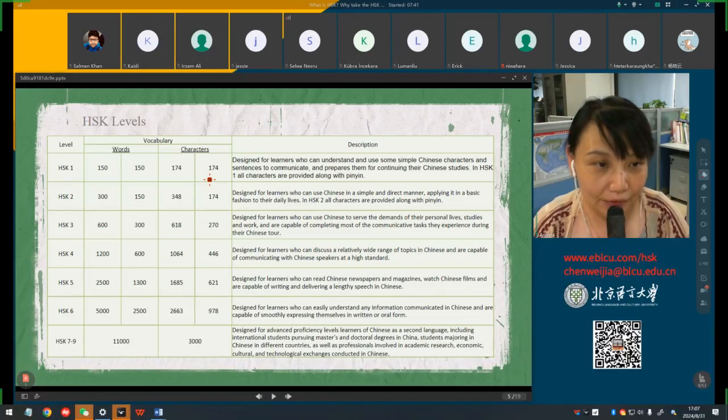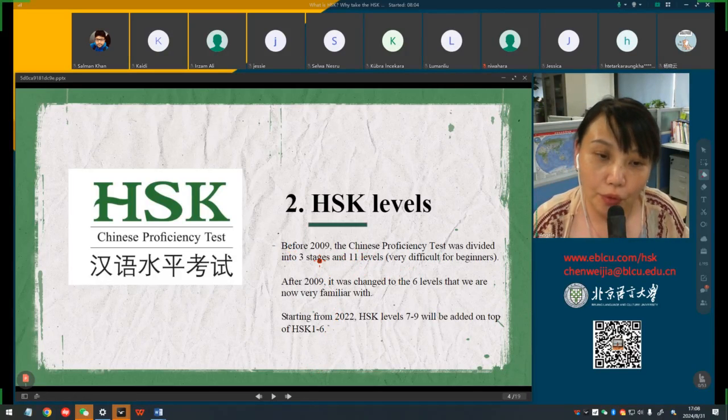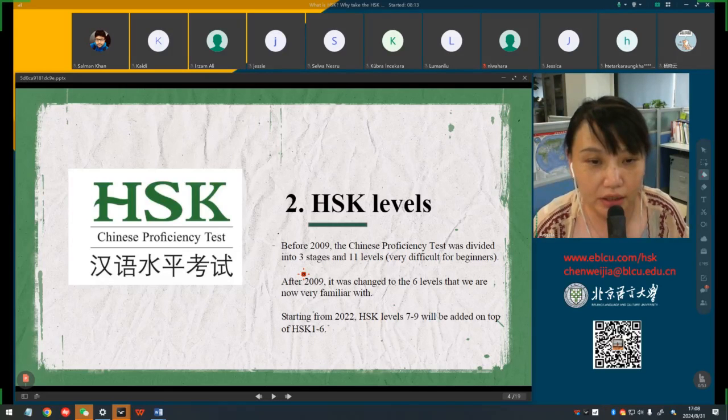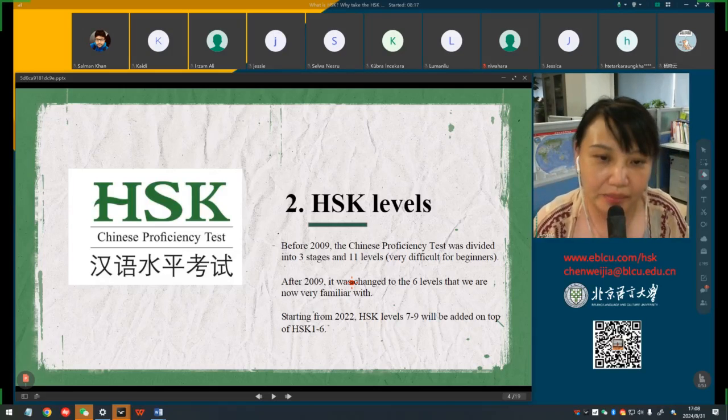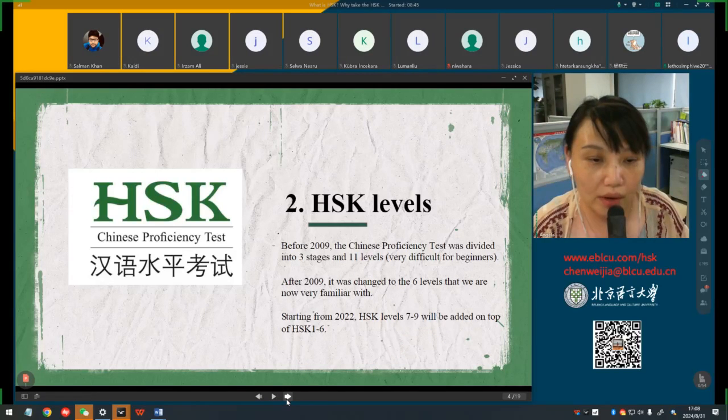So here are the HSK levels. Can you see it clearly? I've listed HSK 1 to HSK 6 and also HSK 7 to 9. Before 2009, the Chinese proficiency test, the HSK test, was divided into 3 stages and 11 levels. By that time, the HSK test was very difficult for beginners. So we updated to the 6 levels that we are now very familiar with. We are currently still using those 6 levels. And starting from 2022, HSK levels 7 to 9 were added on top of HSK 1 to 6.